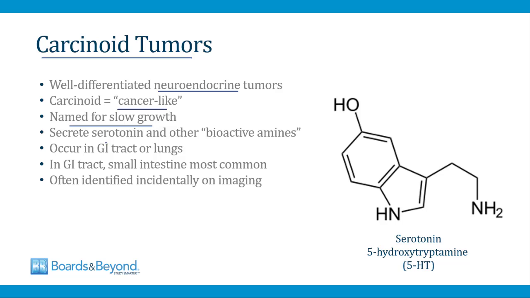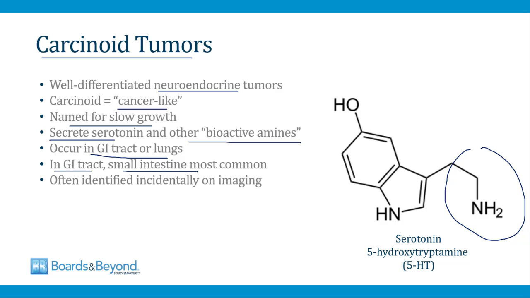The claim to fame of these tumors is that they can secrete serotonin or other bioactive amines, which are hormones and other chemical structures that have bioactivity and have an amine group as part of the chemical structure. Carcinoid tumors are known to occur in the GI tract or in the lungs, and when they occur in the GI tract, the small intestine is the most common location.